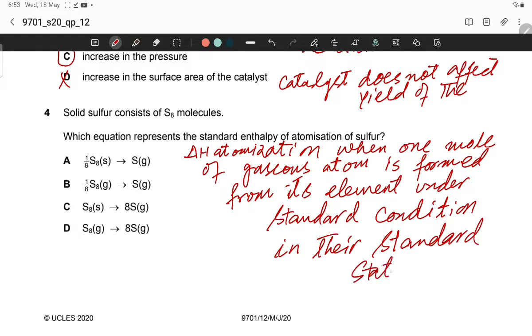Sulfur exists in the solid state at room temperature and pressure, so it must be correct. Solid to gaseous atom. Now let's check the other options as well. This is gas, this is gas. Sulfur exists in the solid state at RTP, room temperature and pressure, so this is incorrect. Solid to gas, but this is S8, not S. Atomization is when 1 mole of gaseous atoms is formed, so these are 8 moles, so this is also incorrect. Gaseous to form S8 gas is incorrect. This is also incorrect, so option A is the correct option.